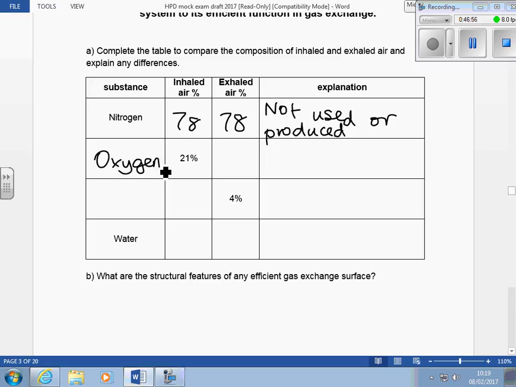And when we breathe out, it's roughly 16 to 17%. And the reason it drops is that it enters the blood, because what we're looking at is why the air is different. So it leaves the air and enters the blood. So air to blood. That's where it's gone. That's explaining the difference. So not surprisingly, the next one is carbon dioxide.